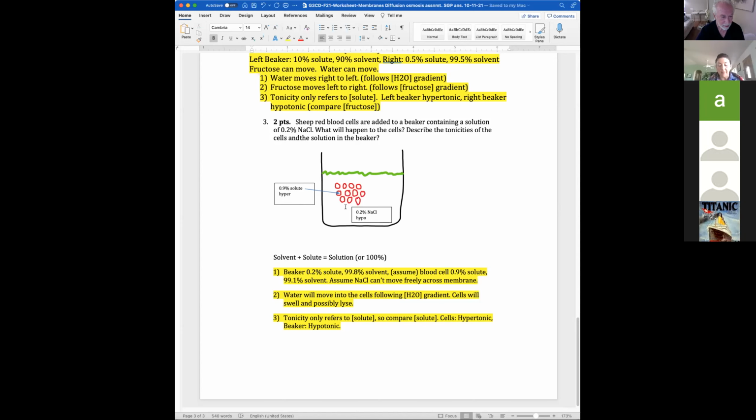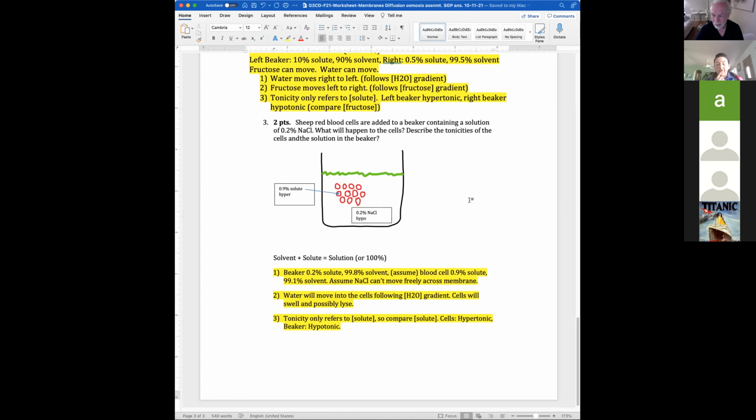0.9% is higher than 0.2%. So the cells are hypertonic, hyper meaning high, and the beaker is hypotonic. So everybody see that clearly?